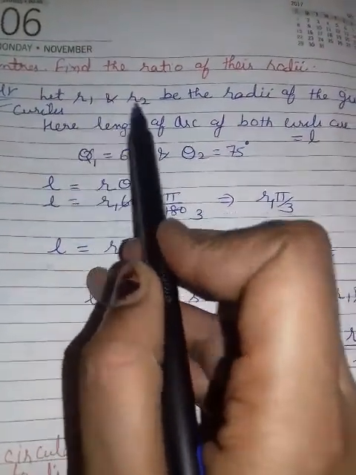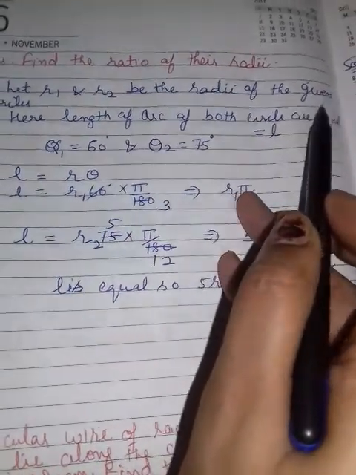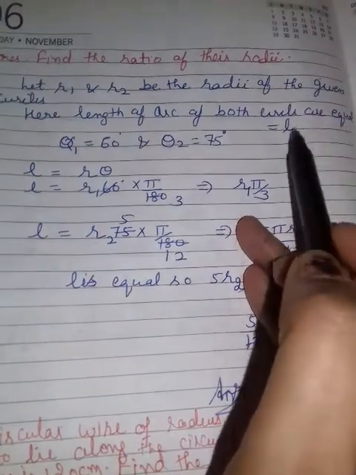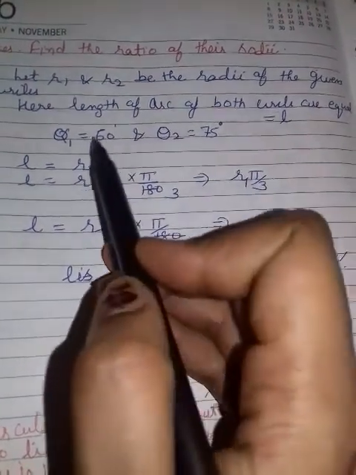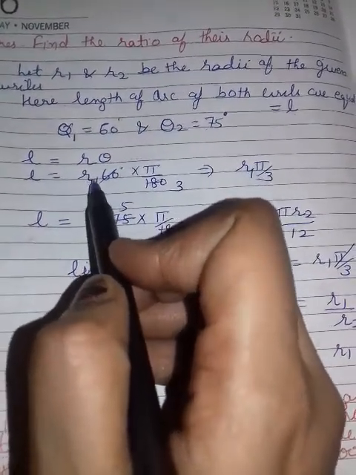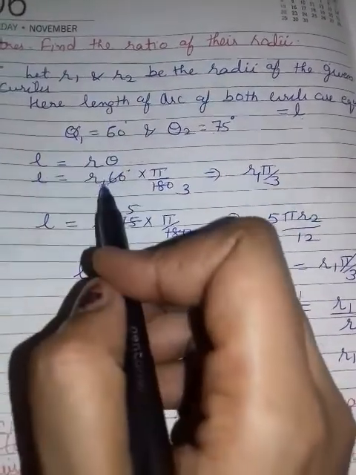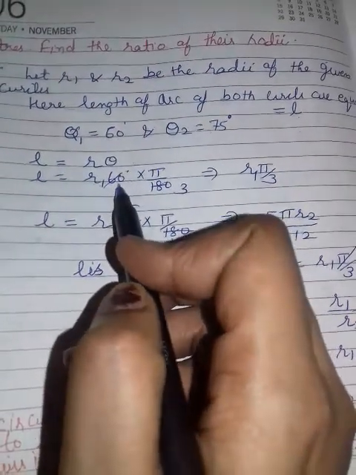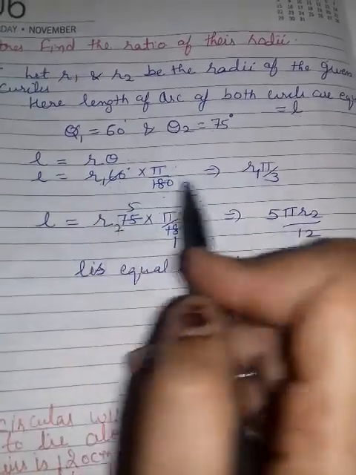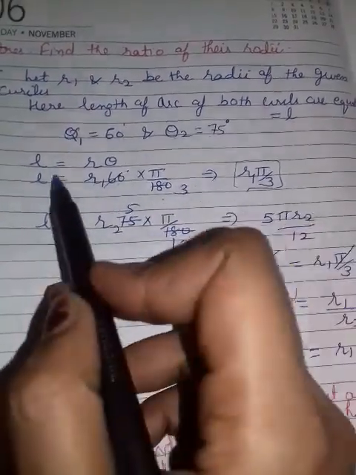So let R1 and R2 be the radii of given circles. Length of arc of both circles are equal, so I kept it L. Theta 1 and theta 2 both are given. Firstly you know L is equal to R theta, R1 because R1 we have taken. Theta is 60, but you have to convert into a radian, so pi upon 180. Clear? Now you are getting L is this one.